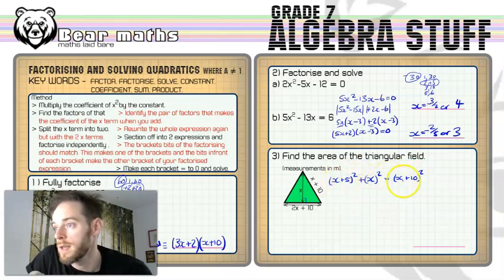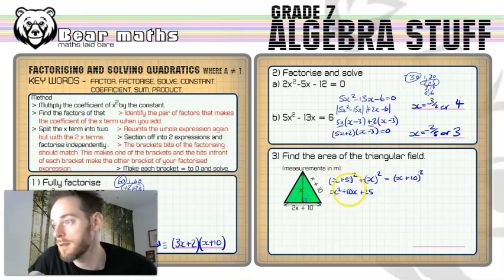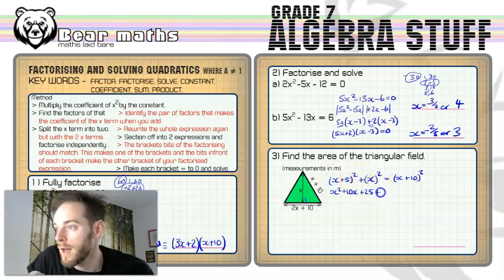Now let's work out what these terms are. What do we get when we do this? So we've got x times x is x squared. Then we've got plus 5x plus 5x is plus 10x. And then plus 25. And again, that's just multiplying double brackets. Watch the video if you're not sure. And then plus that x squared, that's just an x squared, equals x squared plus 20x plus 100.